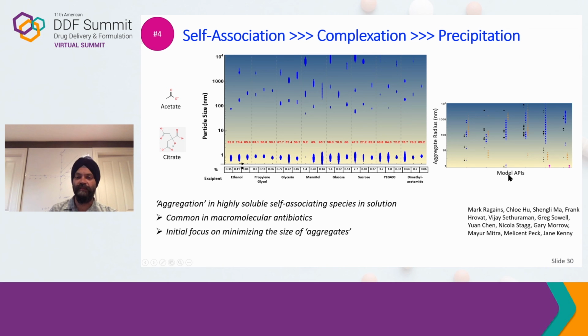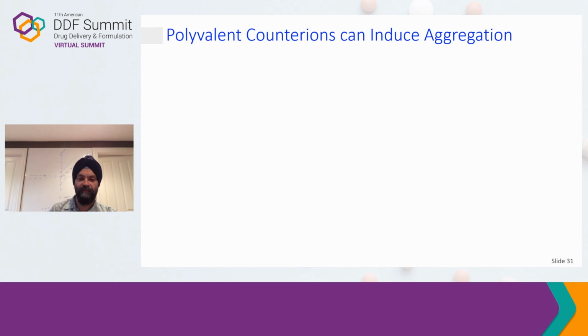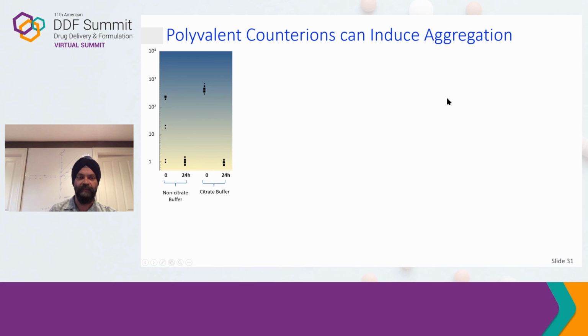So these compounds are known to make aggregates in solution. This aggregation in highly soluble self-associating species is actually very, very common. Now, what happens when we have polyvalent counterions in those solutions? Can they induce more aggregation? And that is what we found here. So for example, citrate buffer versus non-citrate buffer, we can see change in the aggregation behavior over a period of time, and the presence of aggregation behavior in the initial time point when we have non-citrate versus citrate buffer.